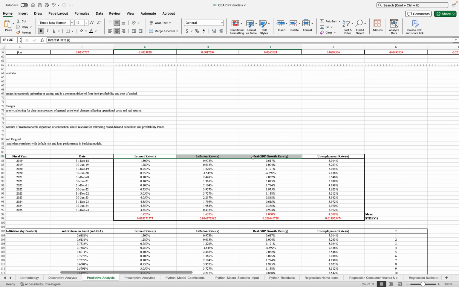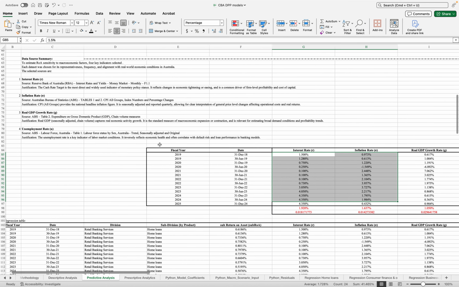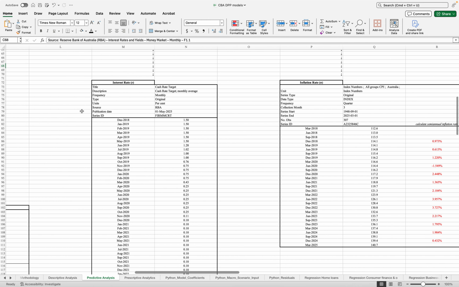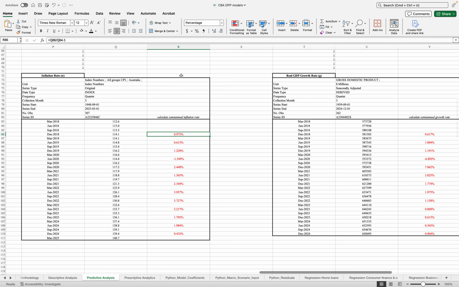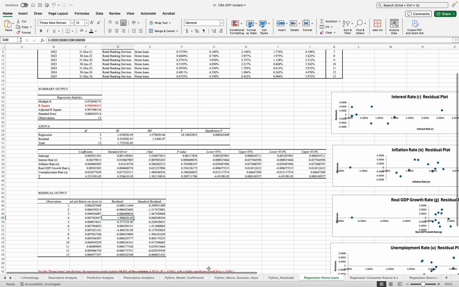Here are the interest rate, inflation, real GDP growth rate, and unemployment rate. All of these data were from Australian authorities like RBA and ABS, with some index adjustments. Then we ran 8 regressions, 1 for each division, and then we will simulate the macroeconomic scenario in Python.